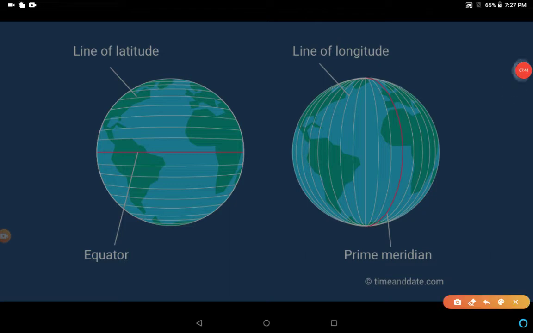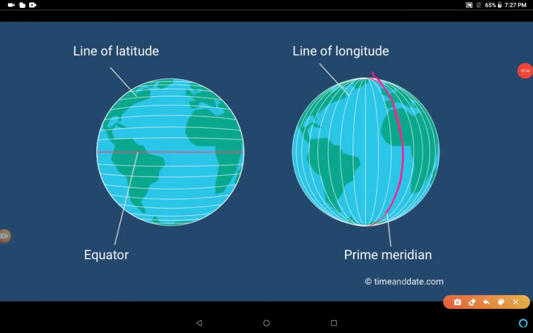You can see this is 0 degree prime meridian. Prime meridian is like the equator. It divides the earth into two equal parts longitudinally, right? Means from north to south vertically. These are horizontal, these are vertical. So it also divides the earth into two equal parts.